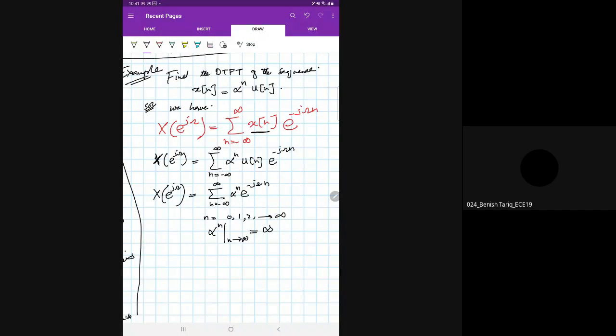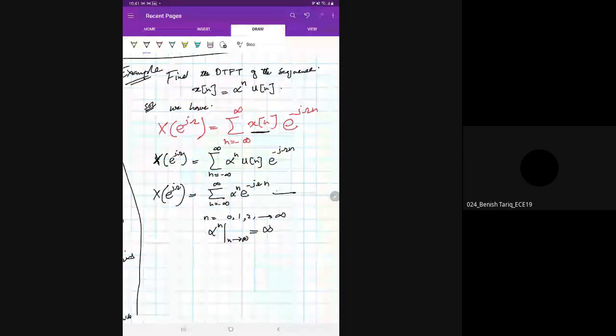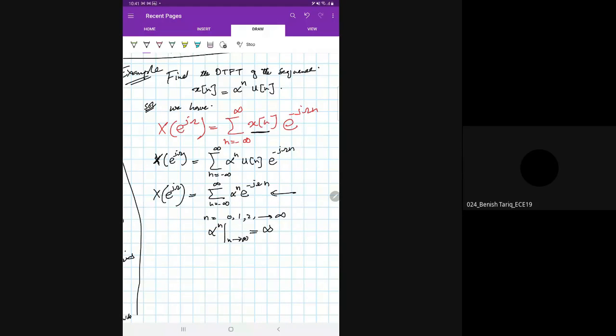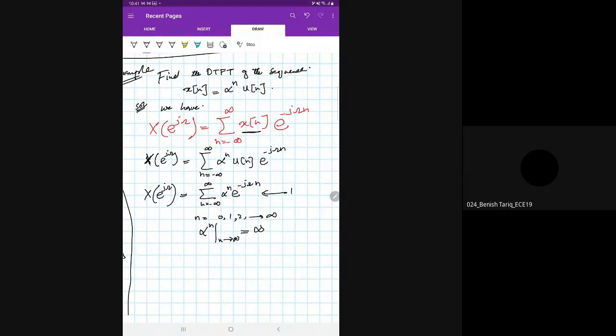So what I was saying is that I have this equation now. I got this final equation by reducing from above. This is the discrete time Fourier transform equation. What I am trying to say is, if n is equal to 0, 1, 2 and approaches infinity, alpha raised to power n will approach infinity, and that is true if alpha is greater than 1.